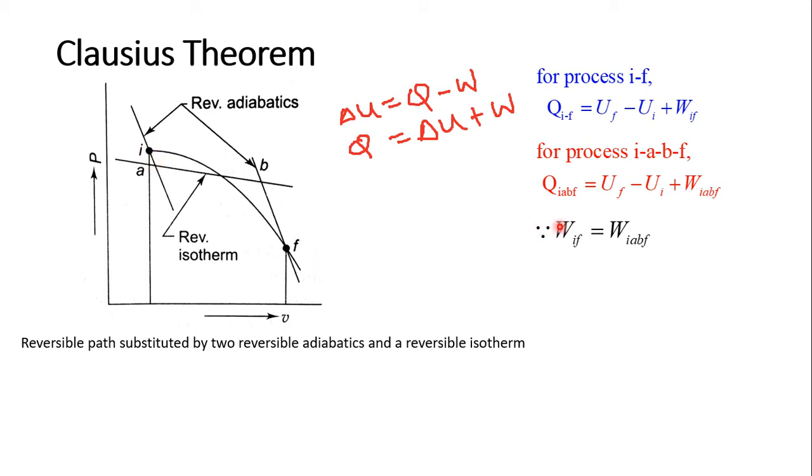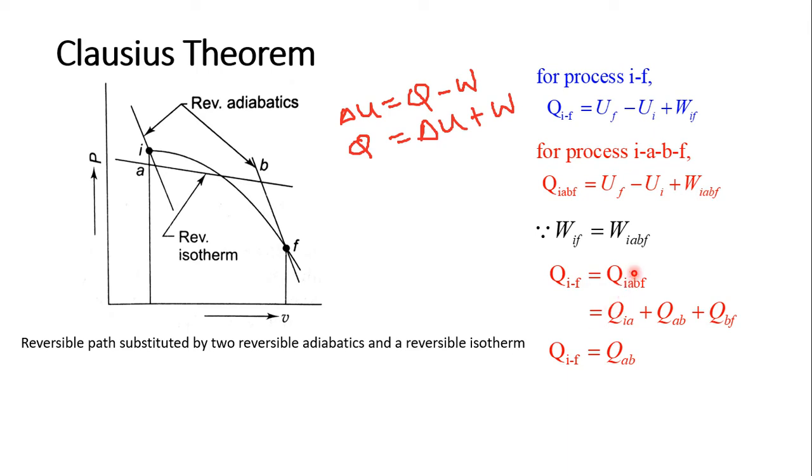So if you compare this equation in blue and this equation in red, WIF and WIABF are the same. And if you see the remaining part, UF minus UI, and this is also UF minus UI. So the right-hand side of both equations is the same. So what you can say is QIF is equal to QIABF. Same thing I have shown over here: QIF is equal to QIABF.